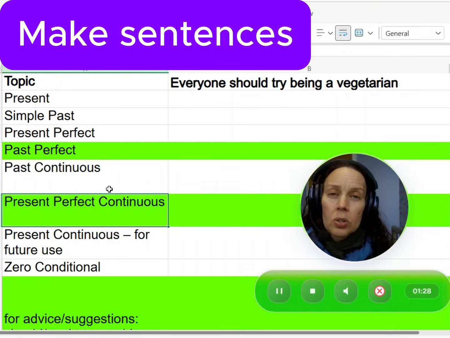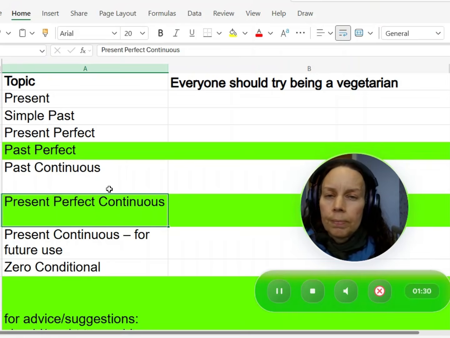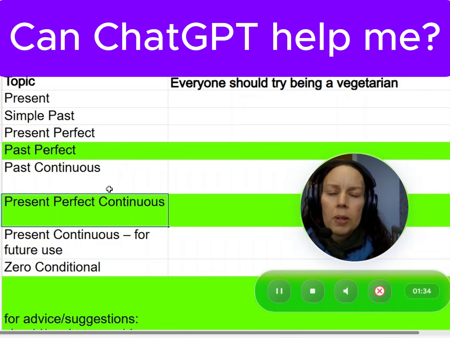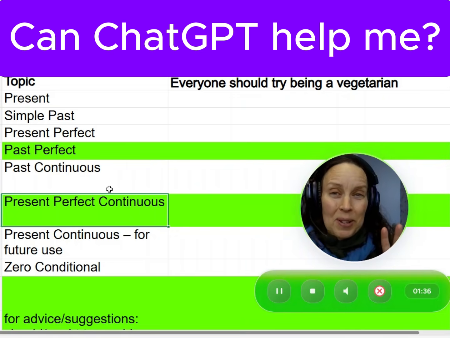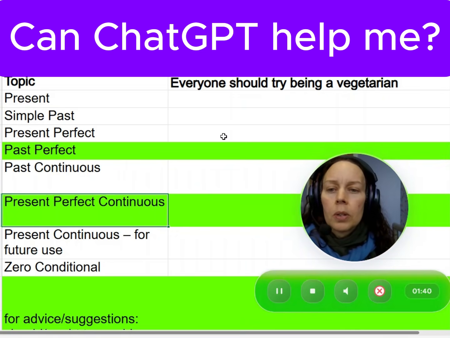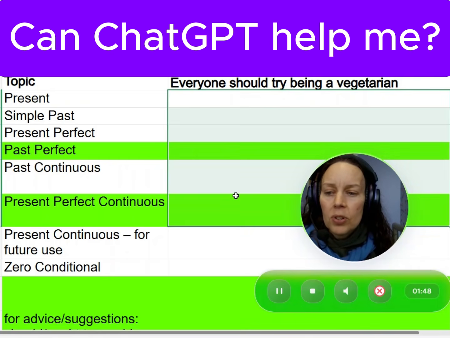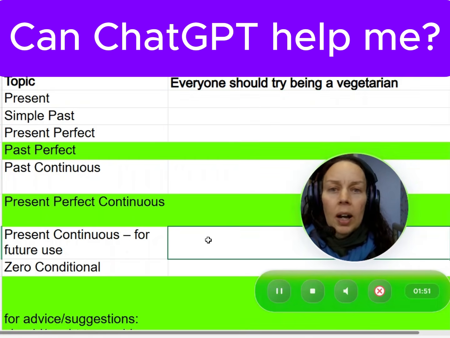And now someone's going to say to me, well, I'm just going to put that in ChatGPT. ChatGPT can do all of this for me. That's step two. Step one is you try it yourself because you want to know where's your starting point, where's your baseline, because then you know you need to work on the gaps. So if you can think of the first few, but suddenly you think, oh, I don't know, present continuous, what's that? How do I use that?